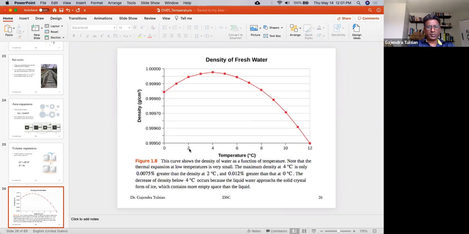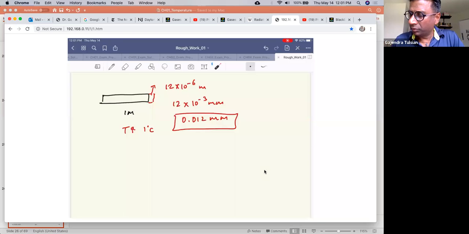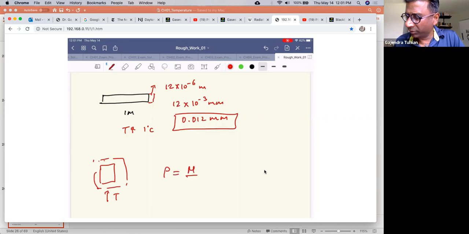Here's an interesting graph. All right, let's go to the chalkboard. So here's a substance. Now for most materials, if you raise the temperature, it would expand. The density is the mass divided by volume. Since the volume increased, the density would decrease. So for most materials, you raise the temperature, the volume increases, and the density decreases.